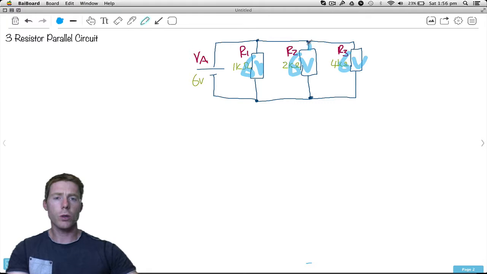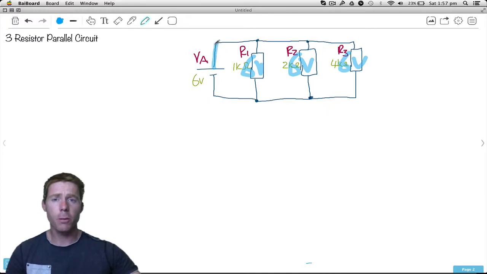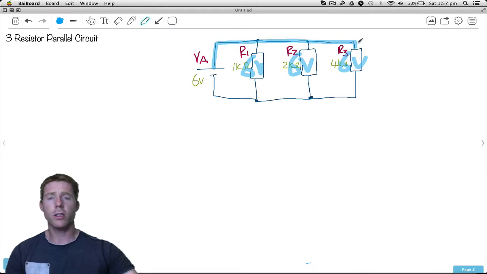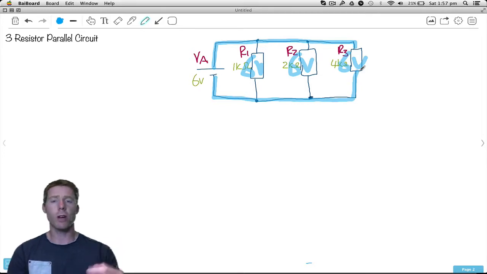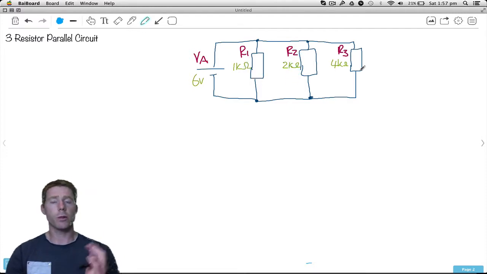If we have a look at R2, it is the same thing. We have a short circuit piece of wire going straight from the top of R2 to positive, and a short circuit piece of wire going straight from the bottom to the negative. Therefore it has 6 volts. R3, same thing. Positive of the power supply, straight to the top of R3, negative of the power supply, straight to the bottom of R3. It has a direct connection to the power supply. It also has 6 volts. So in a parallel circuit, every resistor will have 6 volts in this example.